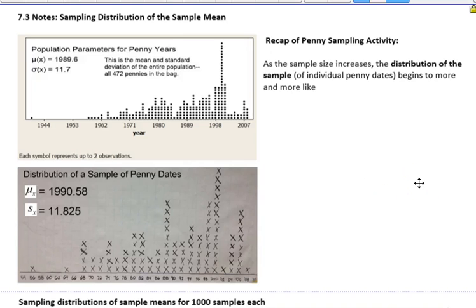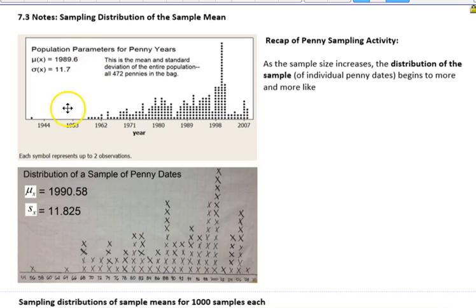When we did the penny sampling activity, I wanted you to notice a few things in particular. First of all, here's the date. Here are all the dates of the pennies in the entire bag. So this is the distribution of the population of penny years. Down below is an example of a distribution of a sample of penny dates. In this particular case, I think there were 99 pennies sampled from the bag.